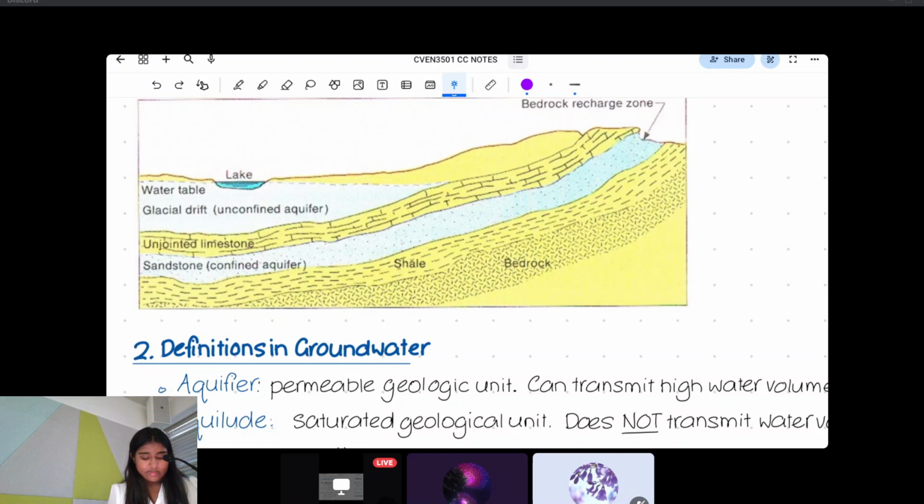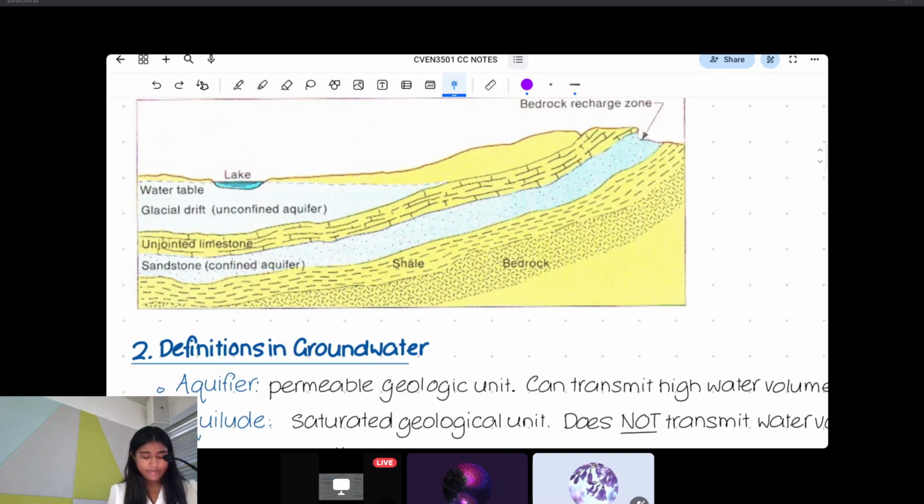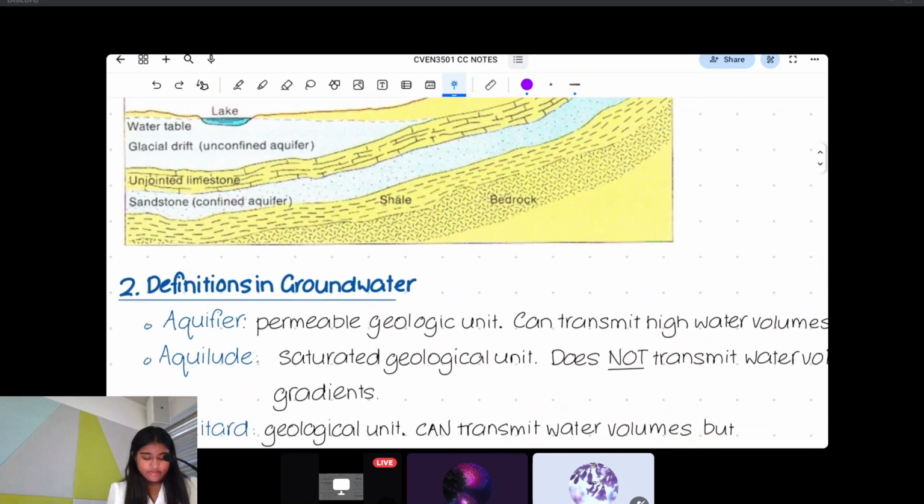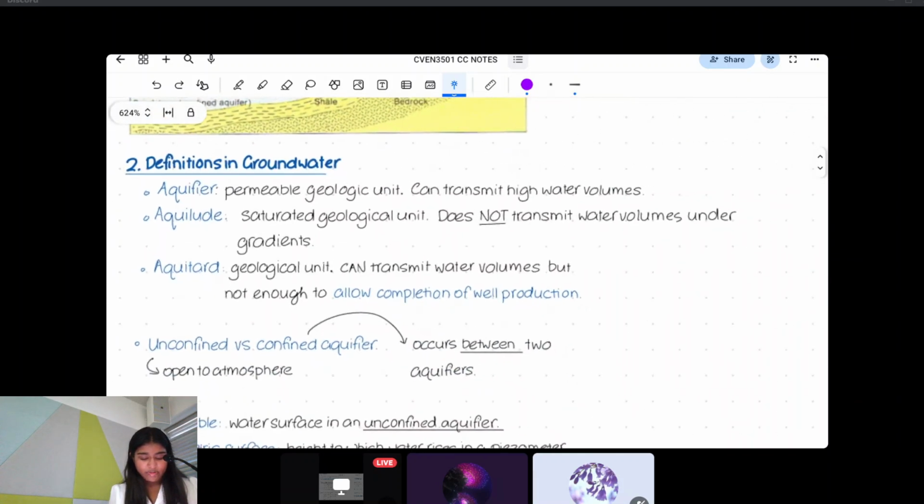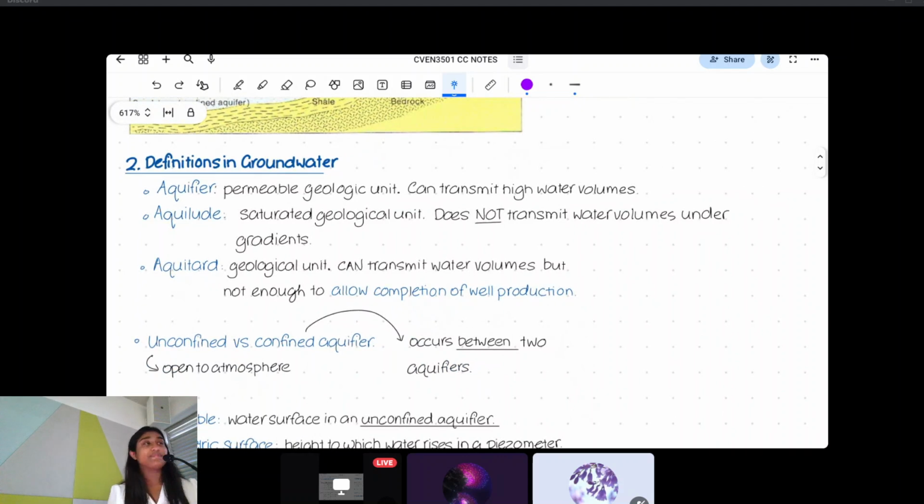And that's sitting on top of the unjointed limestone and shale. And those two layers create what is the sandstone confined aquifer. So that's where the water is contained underneath the ground, right? So a couple of really important definitions from that diagram, terms that will definitely be thrown around across the whole course.